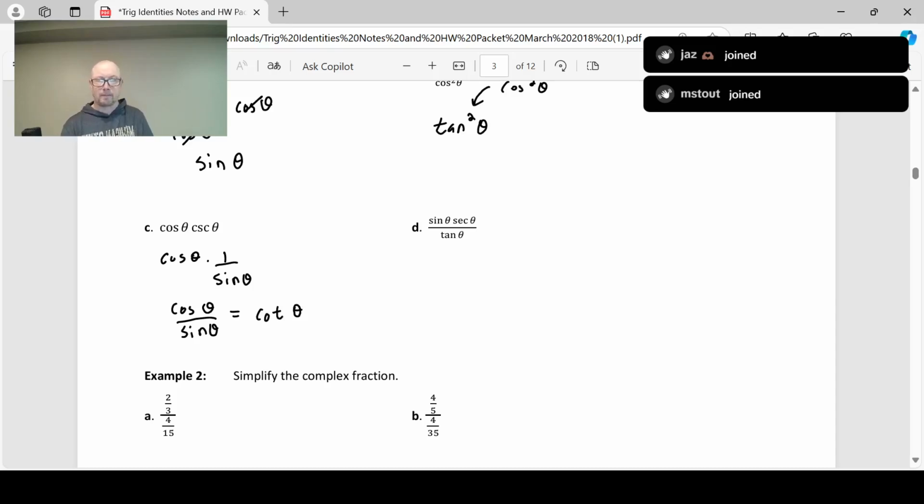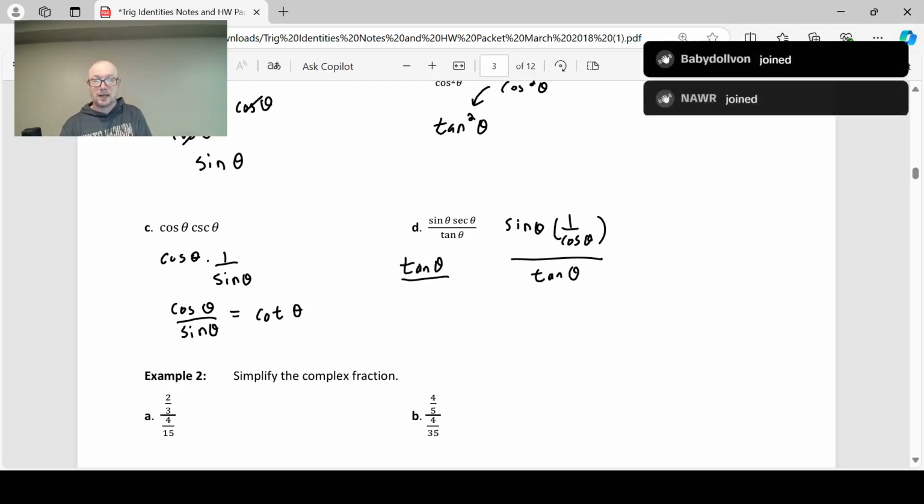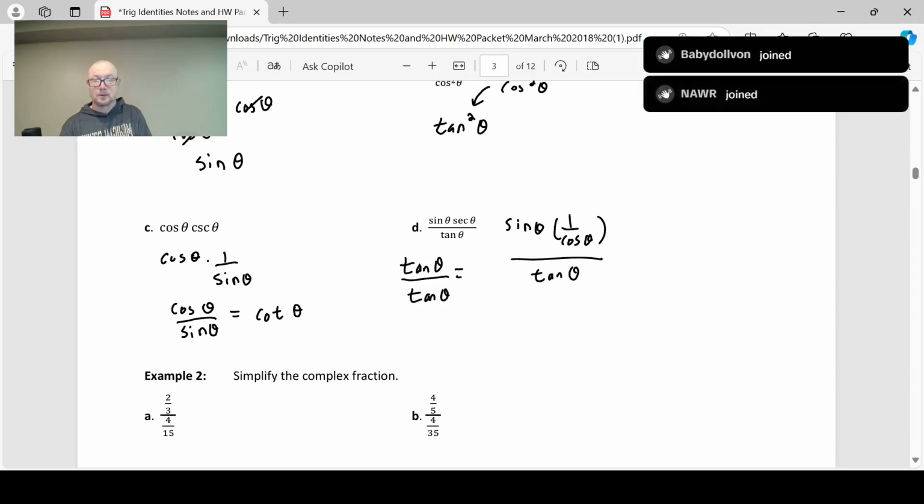All right, next problem. I see at the top that I have sine theta times secant theta. So what I'm going to do is replace secant theta by 1 over cosine theta. So I get sine theta times 1 over cosine theta, all divided by tangent theta. Well, the numerator is sine over cosine, and that equals tangent. So I got tangent theta divided by tangent theta. So tangent theta divided by tangent theta is equal to 1. And we've simplified that down to a constant or a single expression.